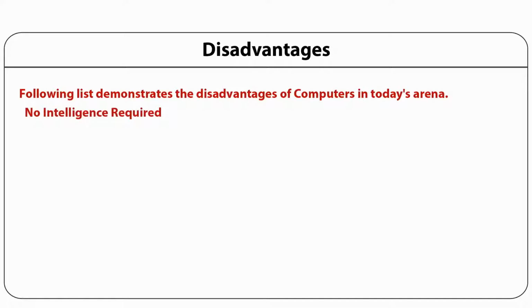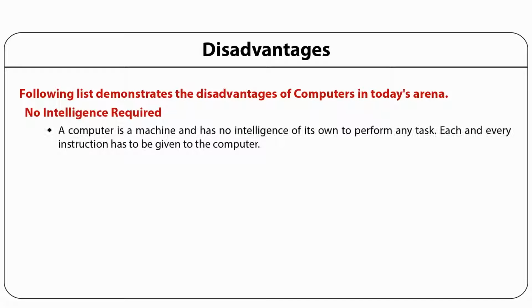There is no intelligence involved. A computer is a machine which has no intelligence of its own to perform any task. Each and every instruction has to be given to the computer. It cannot take any decision on its own.